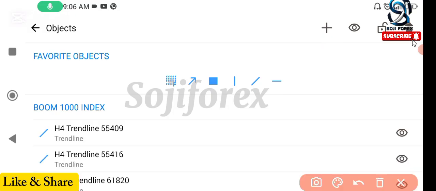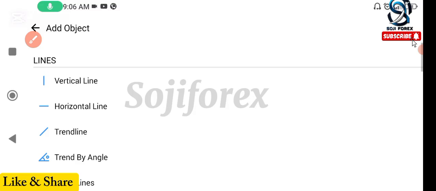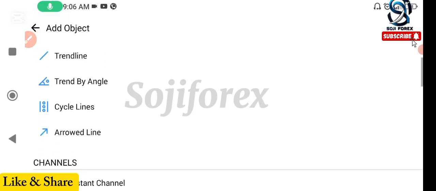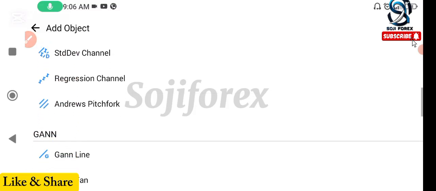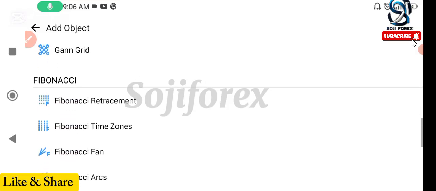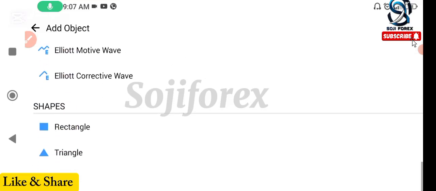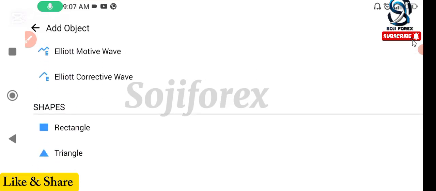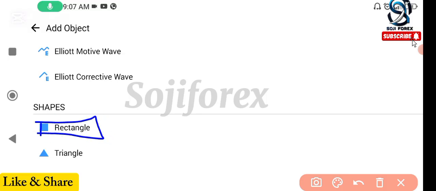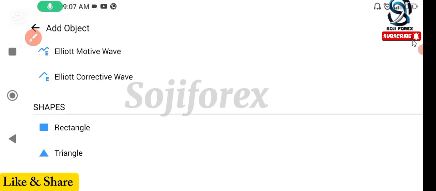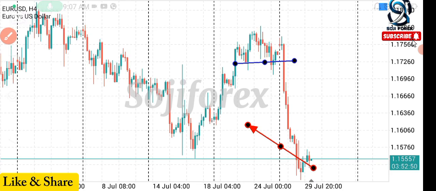When you click on this plus sign, I'm going to click on it now, add new. So you can see the list of this. You are seeing vertical line, horizontal line. You keep going down, you will see shapes. Beautiful. So you can see here now we have shapes. Then you have this rectangle. I already used it before. So you now tap on this rectangle. You see now. So you come to your chart, anywhere you can draw it.